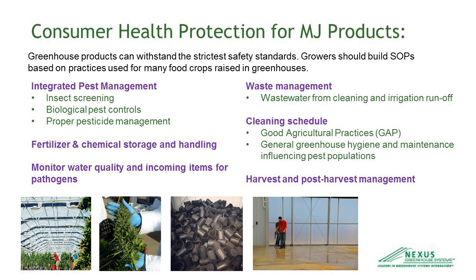Greenhouses are used around the world to grow high-quality crops for human consumption, and so growers should look to the standard SOPs of other greenhouse industries to base their practices off of. So this would include fertilizer storage and handling, monitoring of water quality, and other incoming items into the greenhouses that might carry pathogens. Waste management is a big issue, especially when it comes to irrigation runoff.